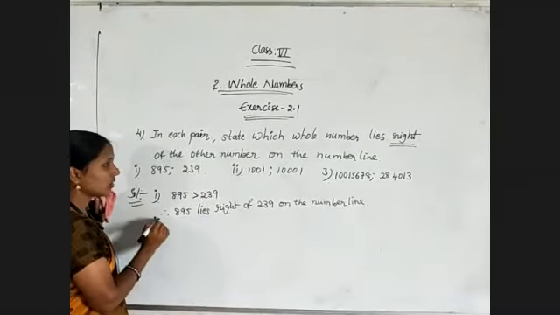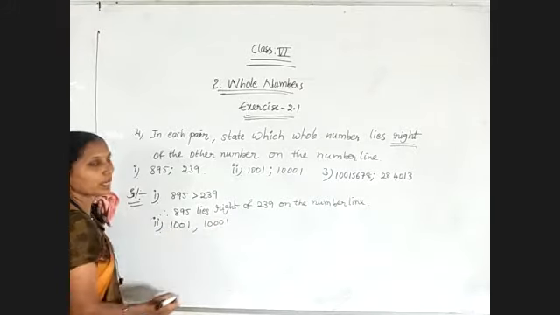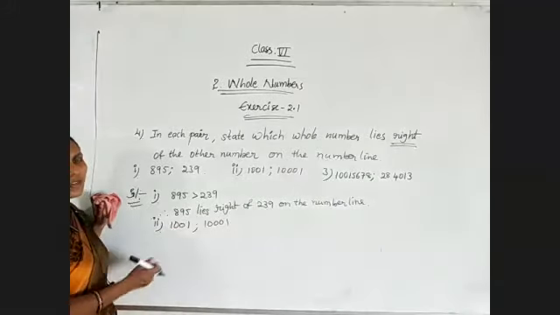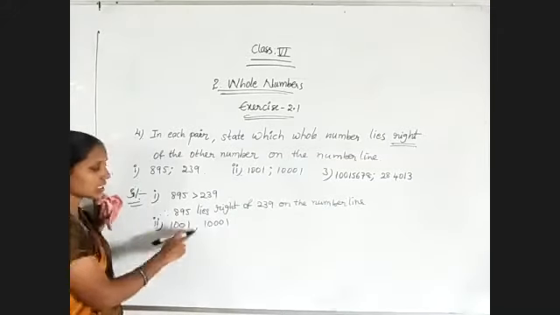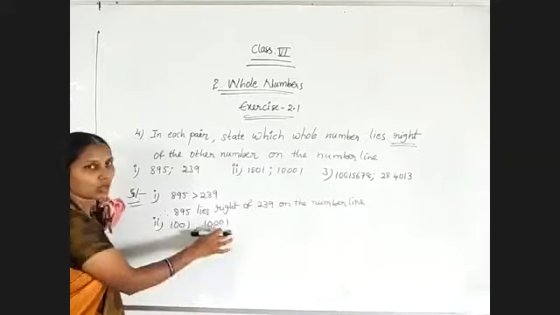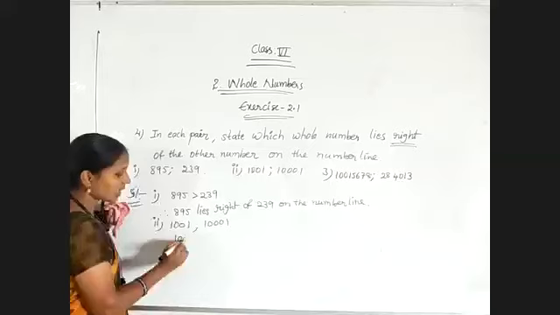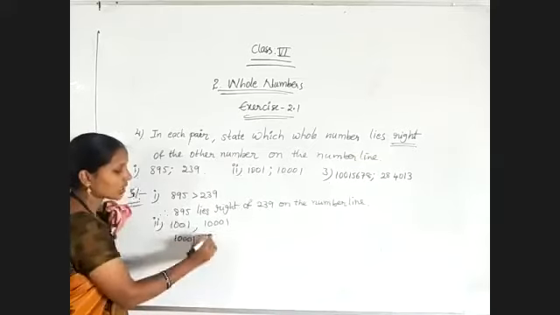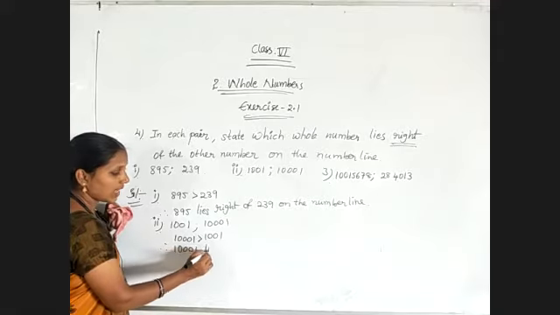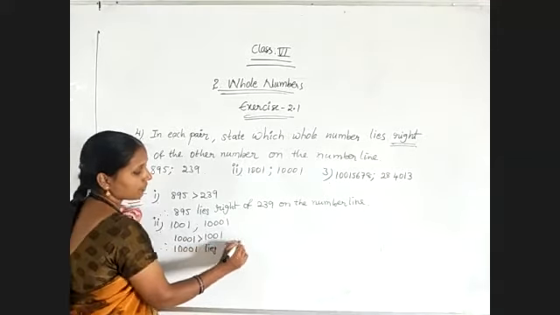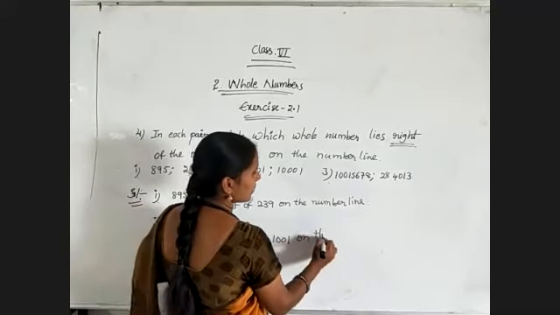Now the second question, 1001 and 10,001. For these two numbers, which number will lie on the right side of the other one? So which one is greater? Here 4 digits, here 5 digits. So the 5 digit number is 10,000 and the other is 1,000. 10,000 only. So 10,001 is greater than 1,001. Therefore, 10,001 lies right of 1,001 on the number line.